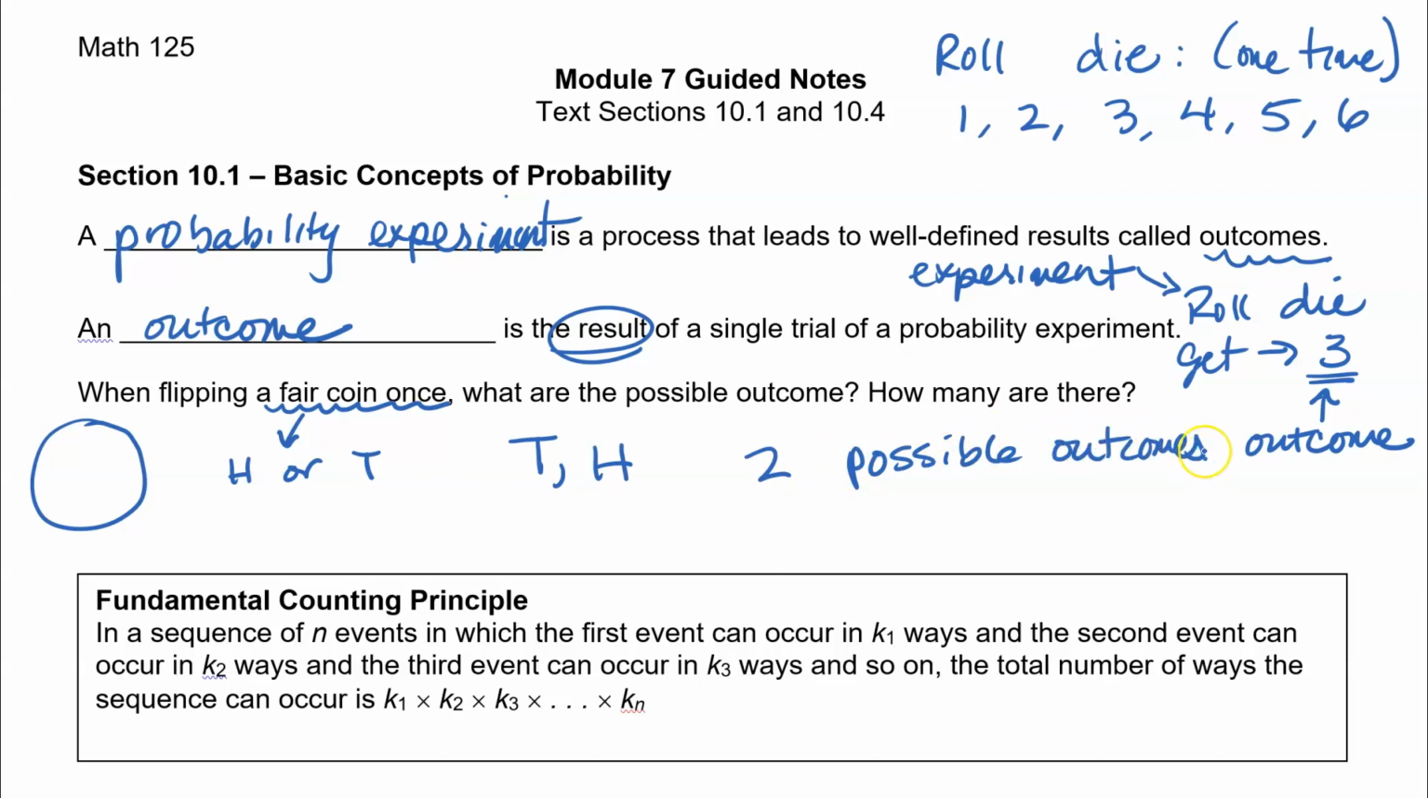And when we do this, we can ask ourselves probability questions from these outcomes. So for example, we could say, what's the probability of getting a tail? This notation, P of T, just means what's the probability of getting a tail? The probability of getting a tail is 1 out of 2 because there are 2 possibilities and there's 1 tail. So 1 tail, 2 possibilities.